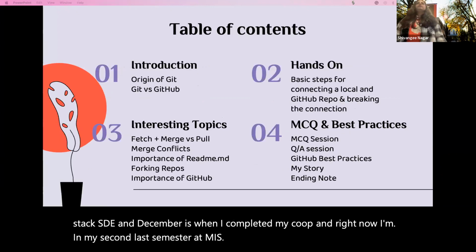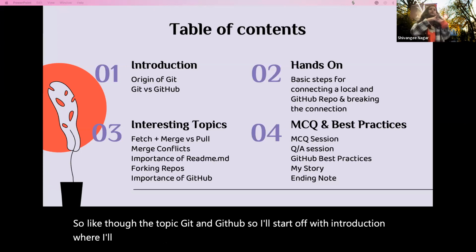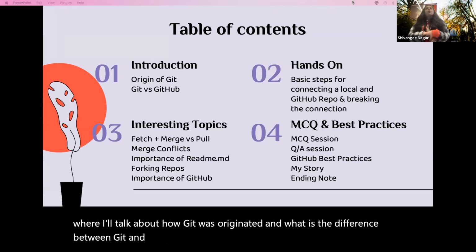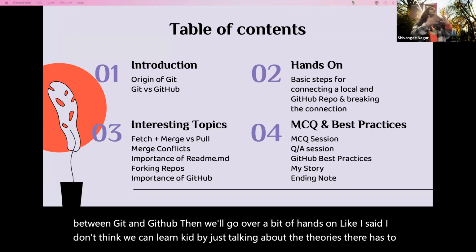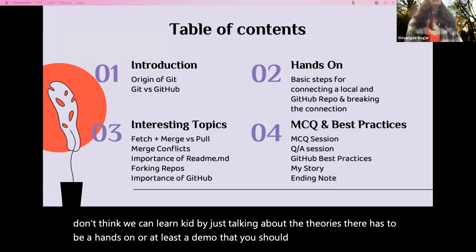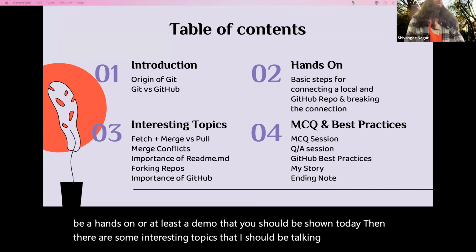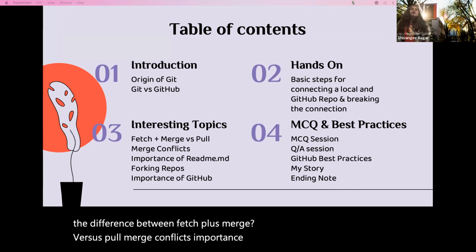So the topic: Git and GitHub. I'll start off with an introduction, where I'll talk about how Git originated and what the difference between Git and GitHub is. Then we'll go over a bit of hands-on. Like I said, I don't think we can learn Git by just talking about the theories. There has to be hands-on or at least a demo that you should be shown today. Then there are some interesting topics that I should be talking about, like what's the difference between fetch plus merge versus pull, merge conflicts, importance of README, forking repos, importance of GitHub in our everyday lives.